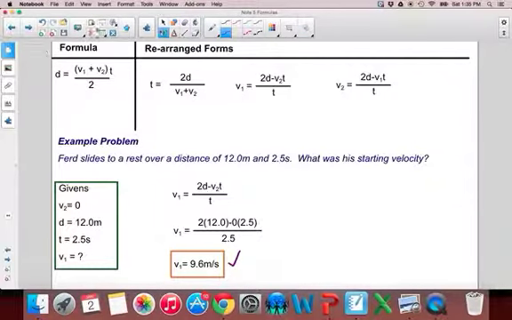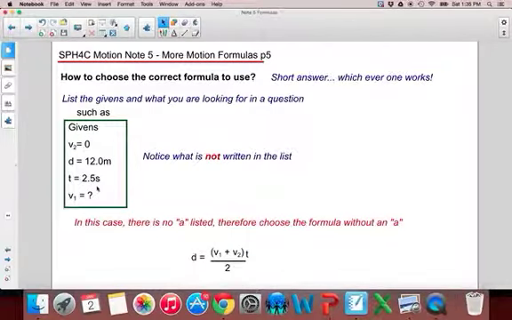There's the bunch of them, and now it's a matter of figuring out, again, that question: how do I know which one to pick? Well, the short answer is whichever one works. They're all perfectly fine equations for accelerated motion. It's just a matter of, do you have the givens? Can you use the formula?